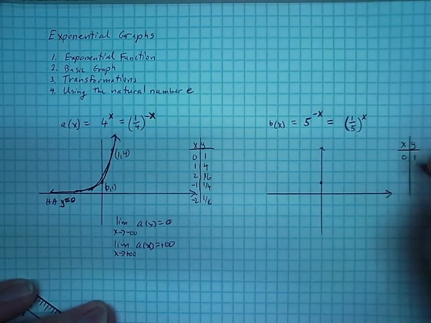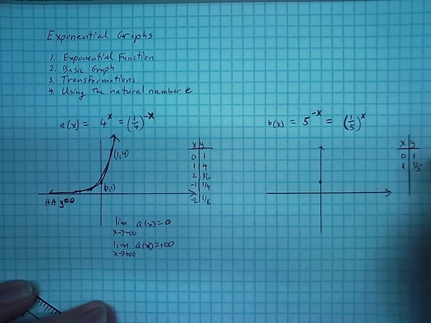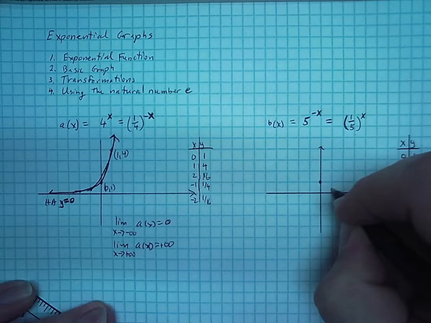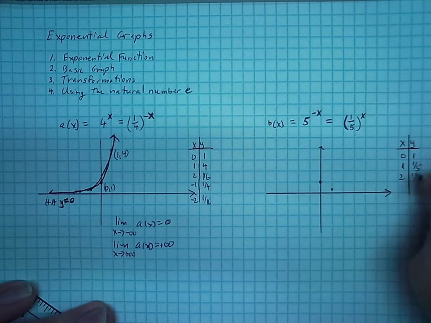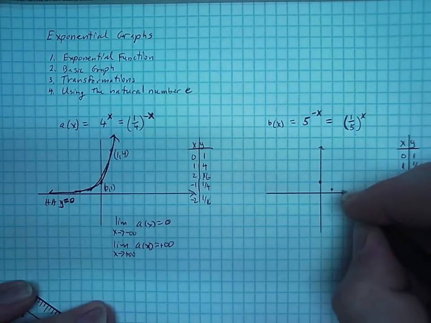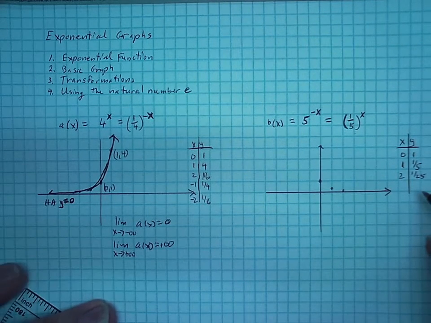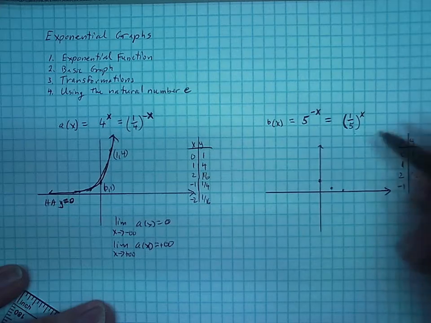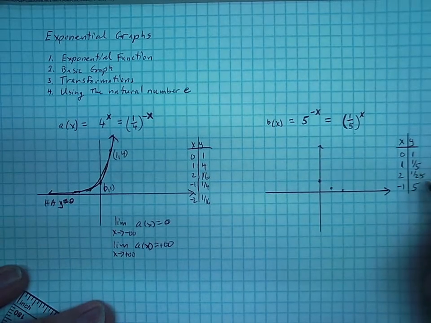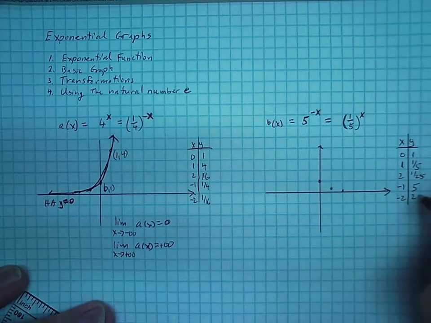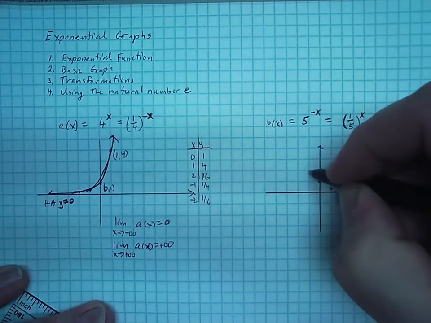So the whole thing is just going to be backwards. So (0, 1) is the same. At 1, instead of being 5, it will be 1/5. And then, of course, 2 will be 1/25, which I can't even really draw. I'll just draw it really close there. Going to the left, at -1, we'll flip this upside down, you'll get 5. And -2 would be 25, but there's no way I'm drawing that.